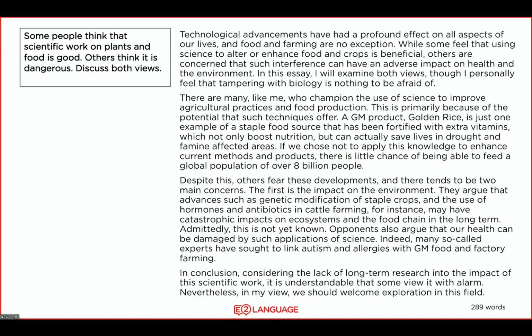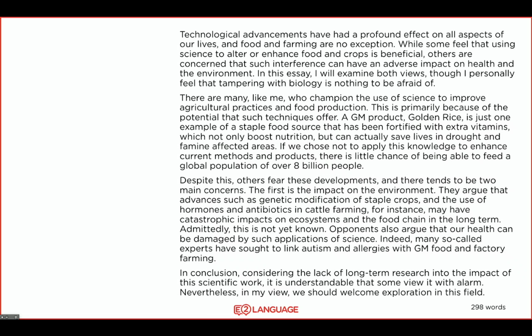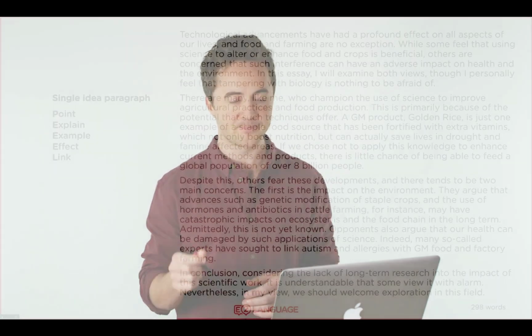And just to refresh our memory of the task, some people think that scientific work on plants and food is good. Others think it is dangerous. Discuss both views. So here's my single idea paragraph. I've decided to use a single idea paragraph in this essay for paragraph 1. That is, I'm going to provide a point or a topic sentence, which I'm then going to explain and then give an example, show an effect, and then provide a link back to the task. Pause this video, read that paragraph carefully, and see if you can see the structure within the paragraph there.